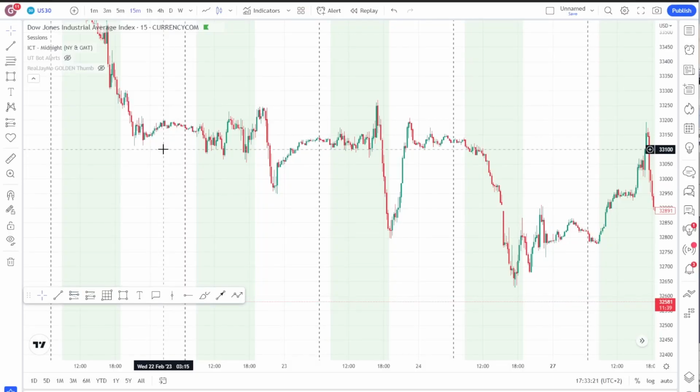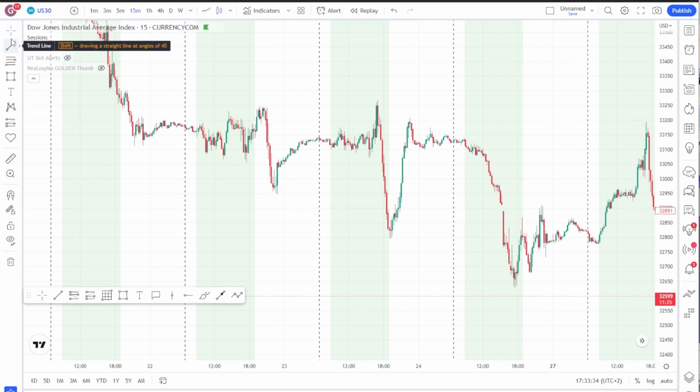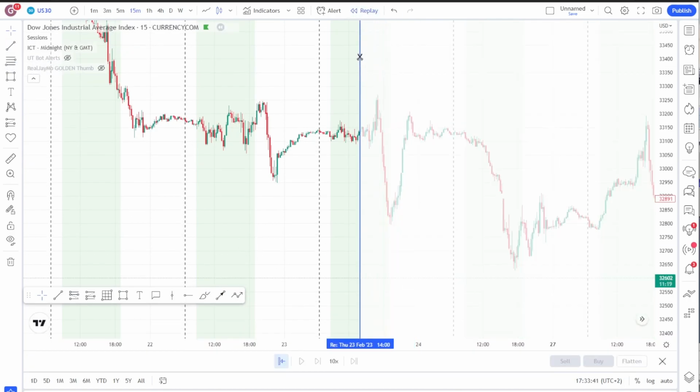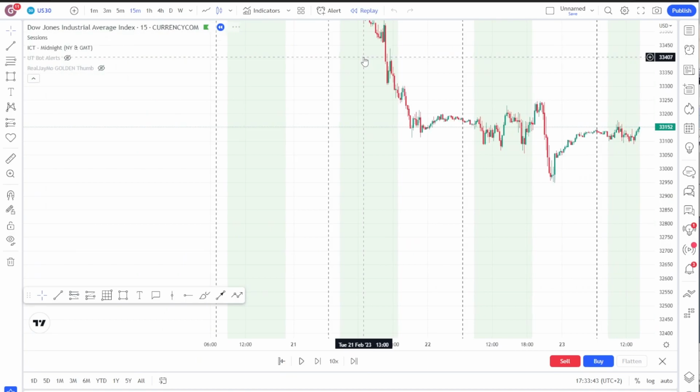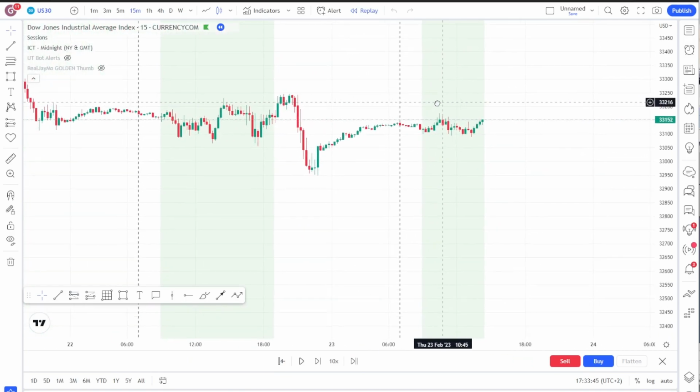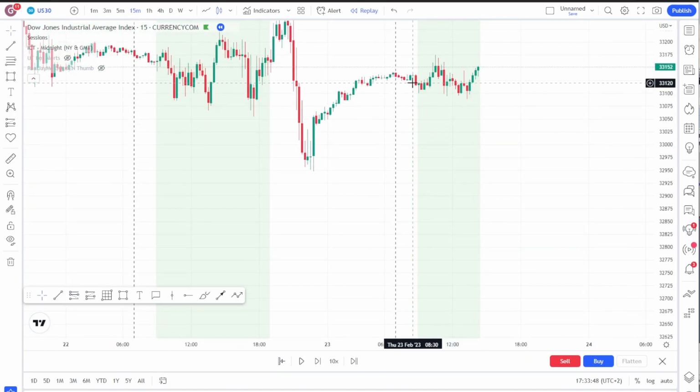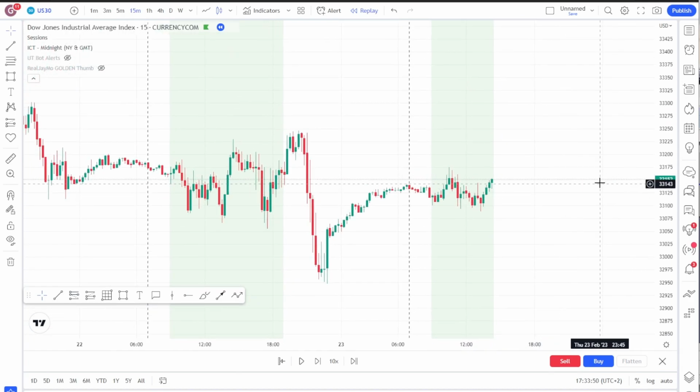Right, so there's a number of different ways that you could trade the Dow Jones US30 when it comes to ICT concepts. However, the way that I'm going to show you now is one of my favorite methods that works really consistently, right? So basically, let's go back in time, okay? So this green area is basically the London session until the end of New York session.